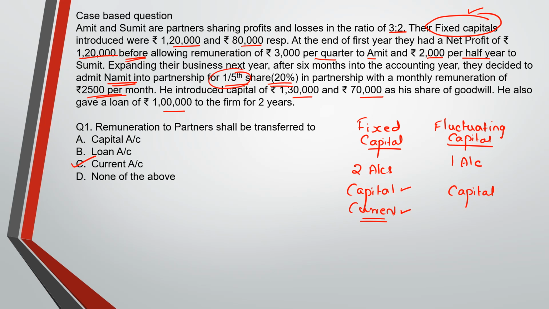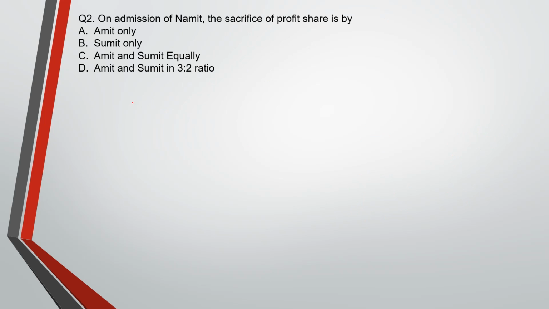So there is no specific ratio. It is not specified that Amit is only sacrificing, Sumit is only sacrificing, or they are sacrificing equally. Nothing is there. So when you encounter such a question, the important point you have to remember is, when nothing is specified and only a new partner is admitted for a particular fraction of share, then we assume. What do we assume? We assume that the old partners sacrifice in their old profit sharing ratio. So there is an assumption being made.